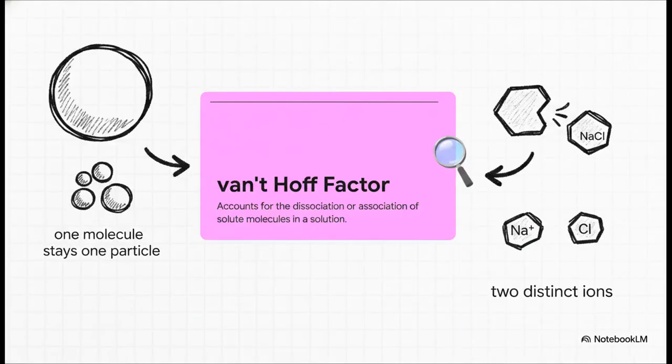But wait, there is a catch. To accurately calculate these properties, we absolutely have to use the Van't Hoff factor, which is represented by the letter i. Think of it like this. If you dissolve sugar, one molecule stays one single particle. But if you dissolve table salt, sodium chloride, it literally shatters in water into two distinct ions. So 1 unit of salt actually gives you 2 particles in the solution. The Van't Hoff factor mathematically corrects for this dissociation, making sure our colligative property calculations are always spot on.